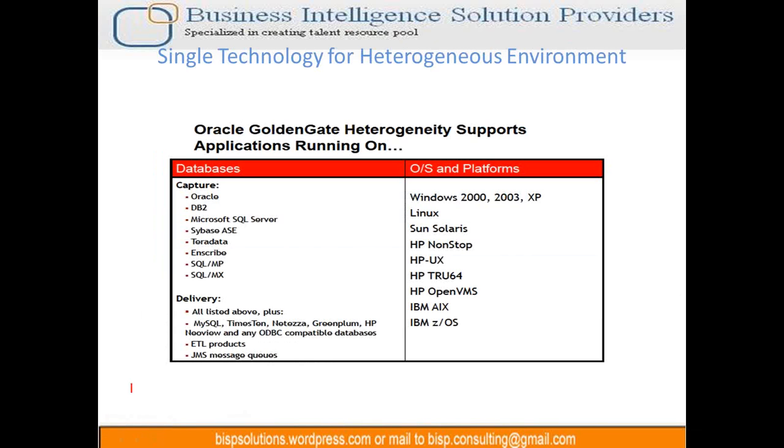Now this is the list of databases supported by Oracle Goldengate right now. You can see that most of the databases are already covered: Oracle, DB2, Microsoft SQL, with all the versions of those, Sybase, Teradata, Enscribe, SQL/MP, and SQL/MX. Some other databases are not covered for capture, but are for delivery, like MySQL, Greenplum, TimesTen. MySQL is also included in Goldengate version 11. This was last year's list, and MySQL is covered right now.